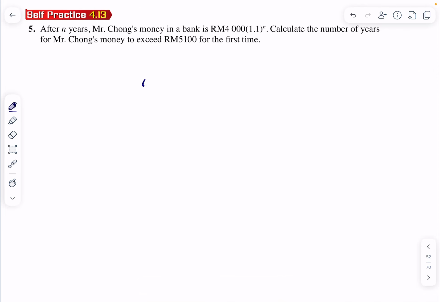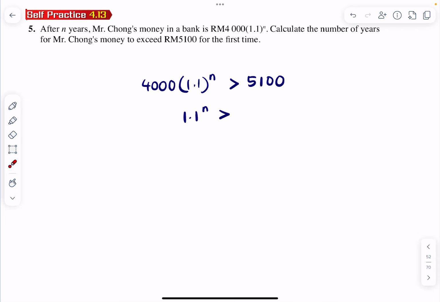So Mr. Chong has 4,000 × 1.1^n in his bank. We need to find when it exceeds 5,100. So let's try to make n the subject. 4,000 we bring here, becomes 5,100 over 4,000. We can simplify this, so it becomes 51 over 40.